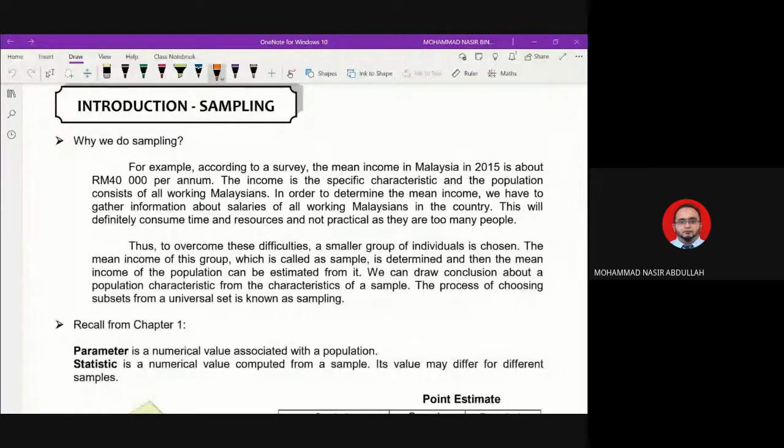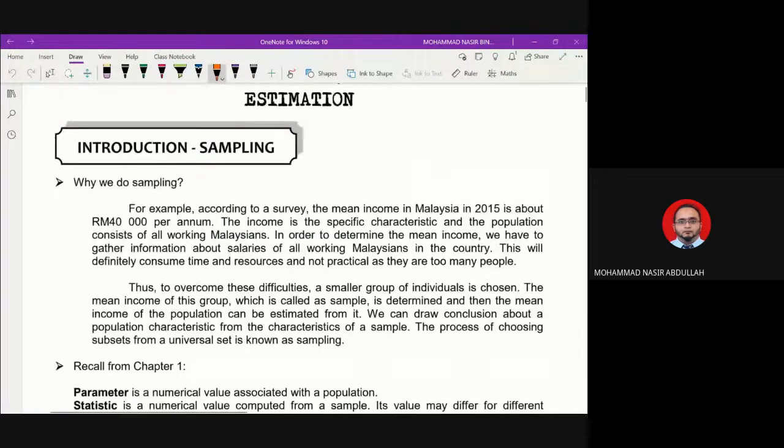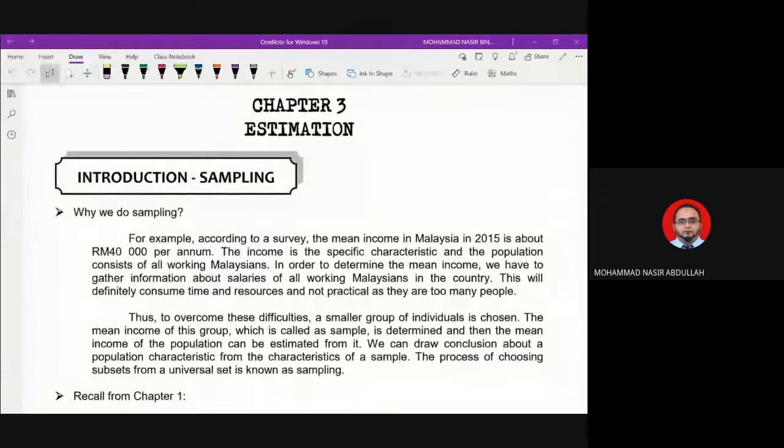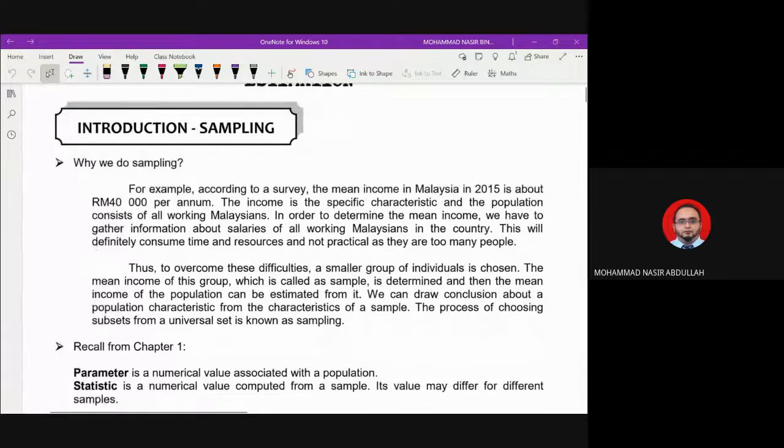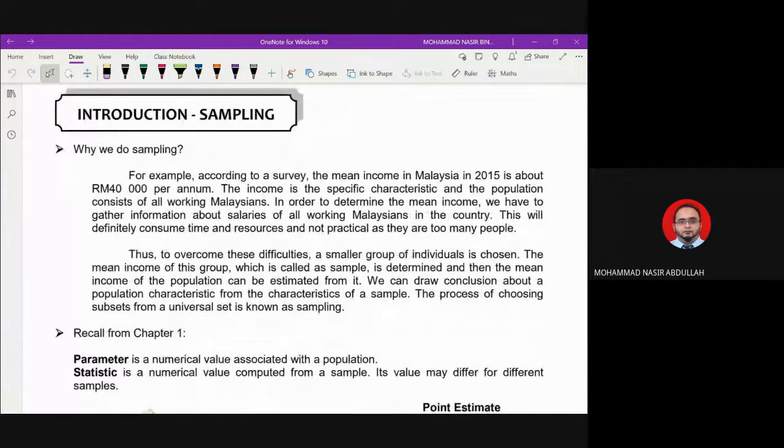So today, we're going to start with a new topic, which is chapter number 3, estimation. So before we go to the estimation part, let's revise our knowledge of the previous chapter.